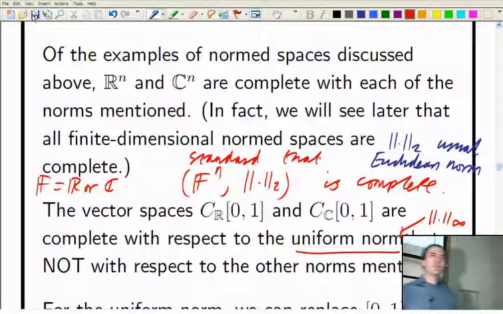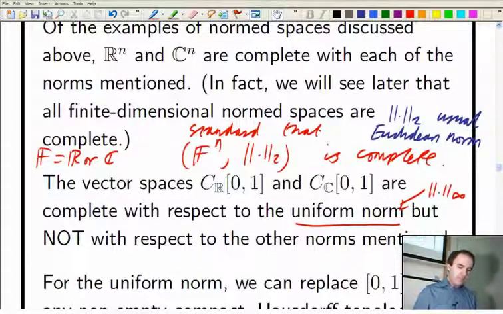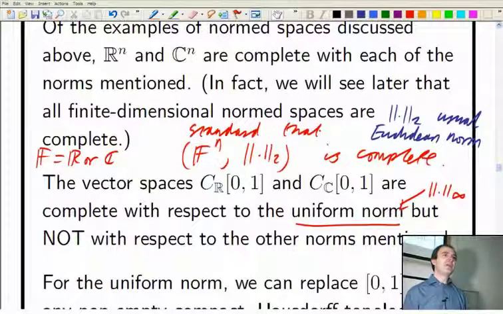The uniform norm is the one that gives you the notion of uniform convergence. And I'll be proving for you in a bit that with the uniform norm these spaces are complete. Well, I'll do one of them for you anyway. But not if you use the other ones. And we'll also have a look at how you show that one of these spaces isn't complete using one of these other norms.